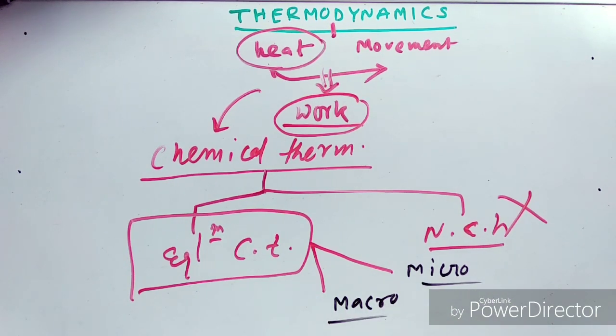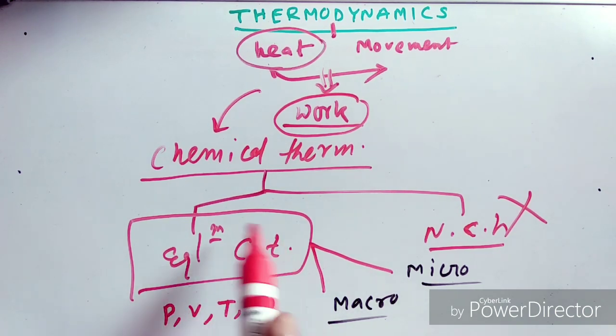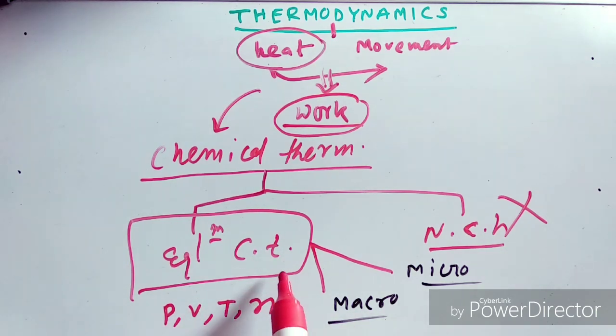The macroscopic approach of studying equilibrium chemical thermodynamics deals with macroscopic terms, that is pressure, volume, temperature, number of moles. These are macroscopic terms, and they are discussed in macroscopic equilibrium chemical thermodynamics. In microscopic chemical thermodynamics, we discuss statistical thermodynamics, or the thermodynamics which consists of statistical mechanics. We are not discussing that here. That is the other part of the discussion.